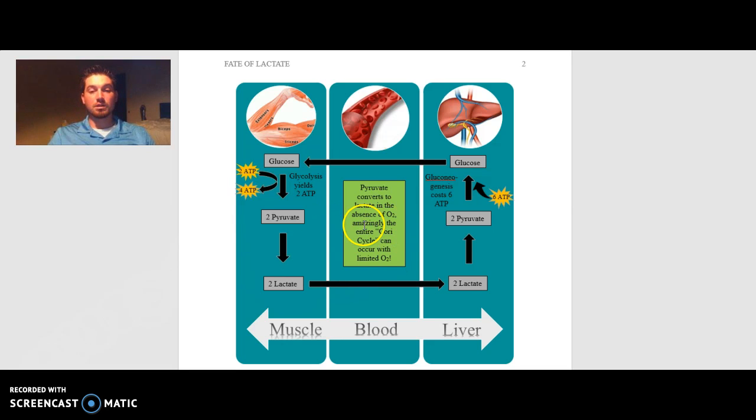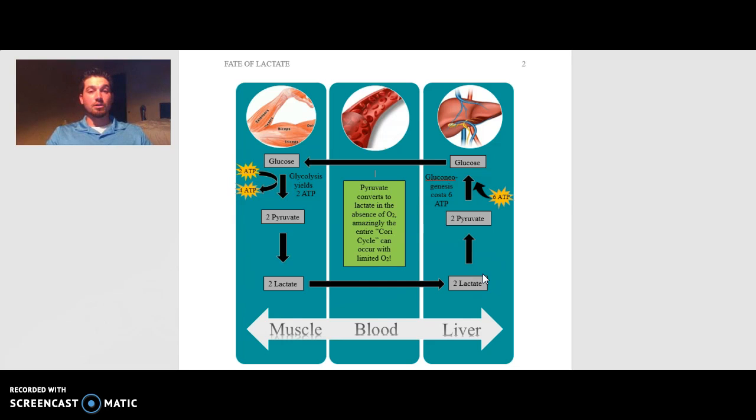So the body goes through the Cori cycle to help flush some of this lactate. What it does is take the lactate and shuttle it across the blood into the liver, where it can go through the second phase of the Cori cycle. The second phase of the Cori cycle is in the liver, and it's where lactate reconverts all the way back into glucose. So in order for that to happen, lactate first needs to turn back into pyruvate.